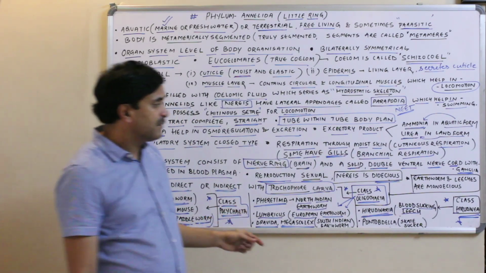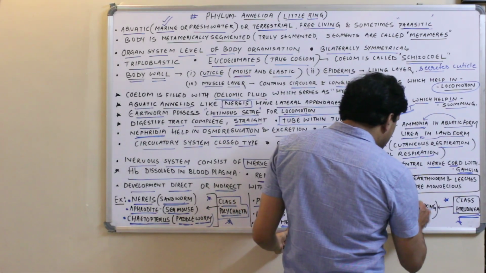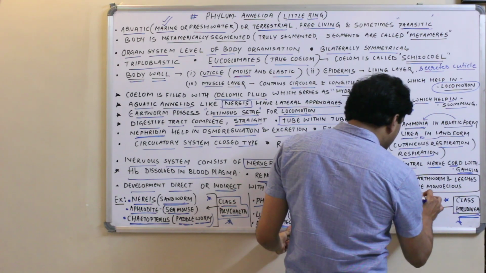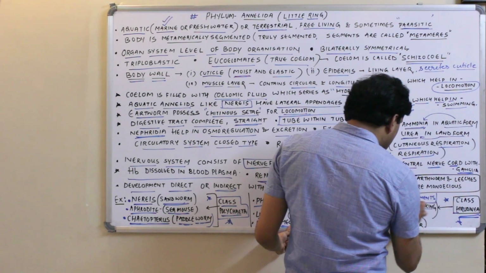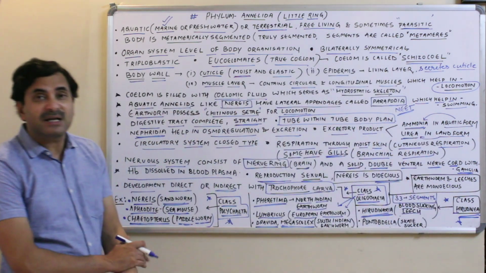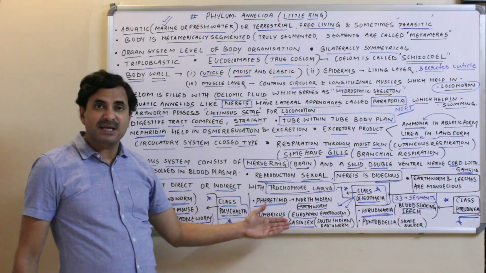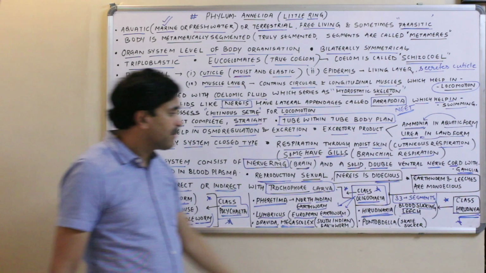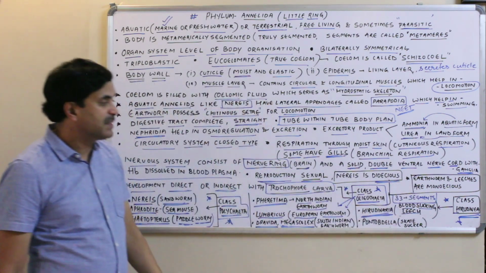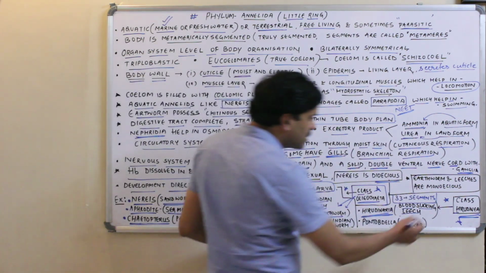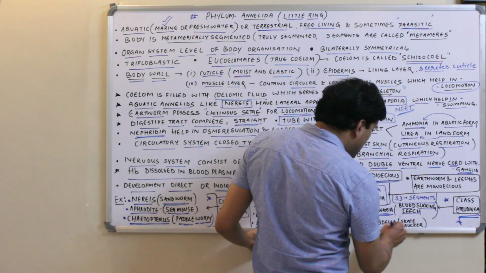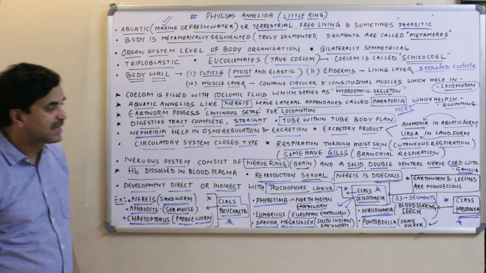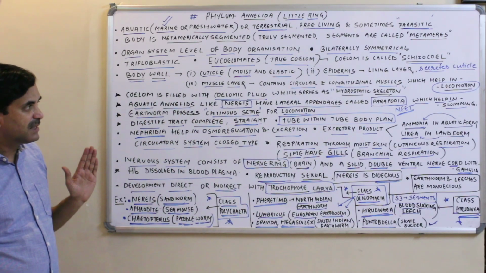Also, Hirudinaria, the leeches, have 33 segments in their body. They have a fixed number of segments. In earthworm also segments are there, but they are not fixed; they are 100 to 120. But in Hirudinaria, 33 segments are found. One more example belonging to the class Hirudinea is Pontobdella. It is called the skate sucker.